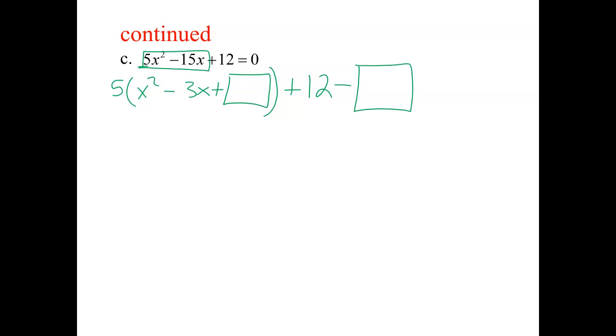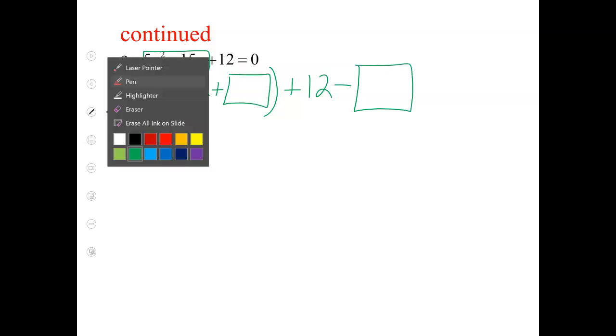5x squared. If I factor 5 out of my second term, what do I get? Negative 3x. And then I'm still doing this right here. Okay? That. And I've still got plus 12. And then I'm going to subtract whatever goes in that square, except, here's the trick.